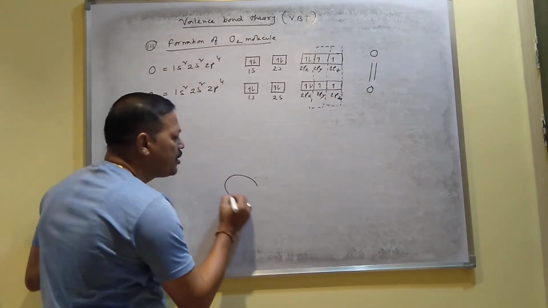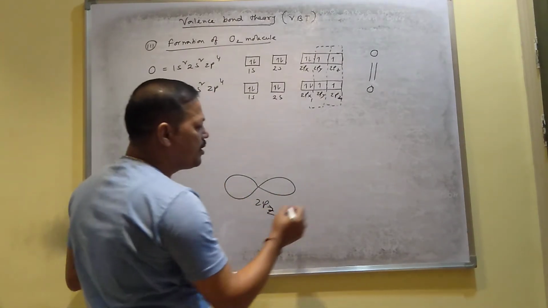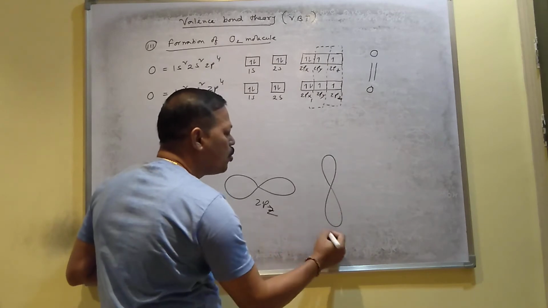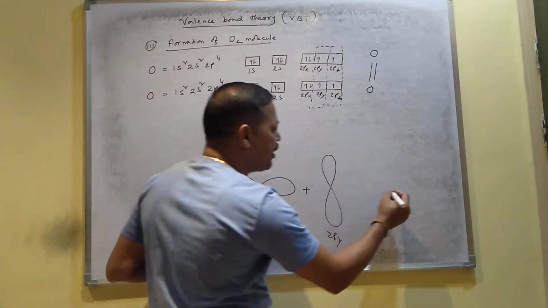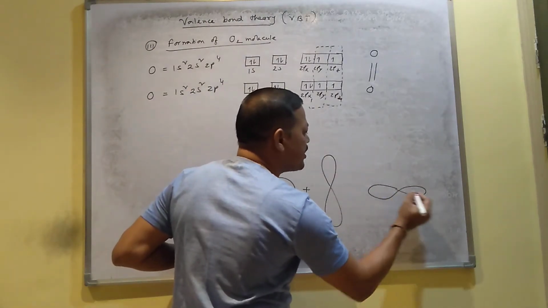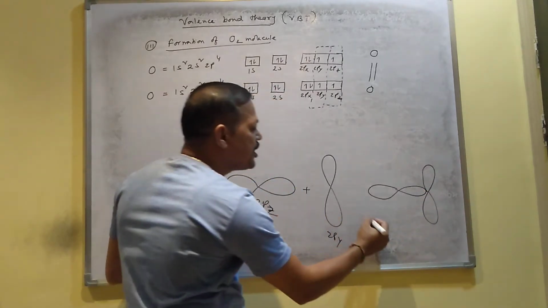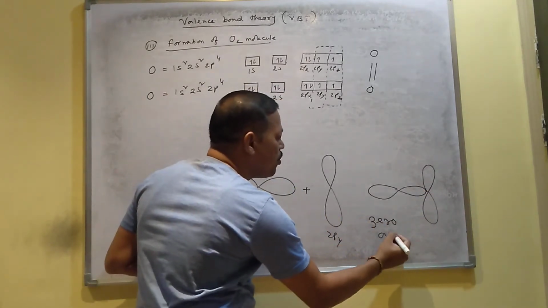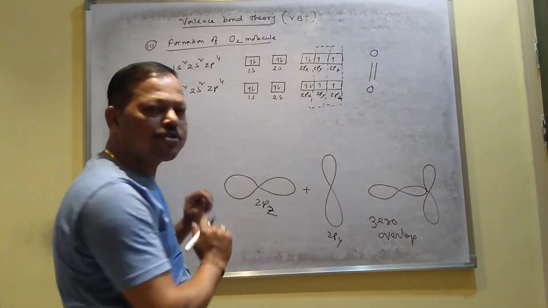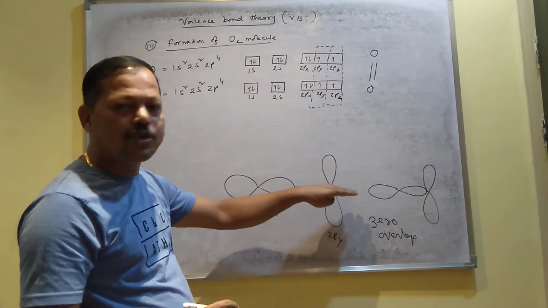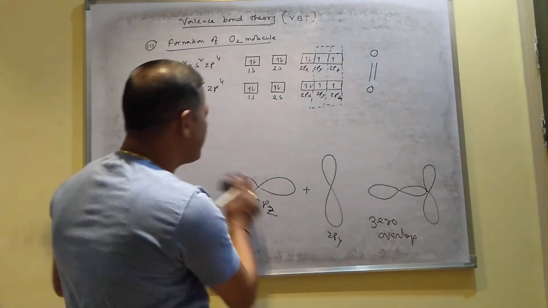See, this is 2pz, suppose, and this is suppose 2py. If you want to do overlap between these two orbitals, the overlap will take place like this. You don't get any overlap area, and that's why this type of overlap is called zero overlap, and zero overlap cannot produce any bond. So that is why the direction should be same. 2pz can overlap with 2pz, 2py can overlap with 2py. Their direction must be same.